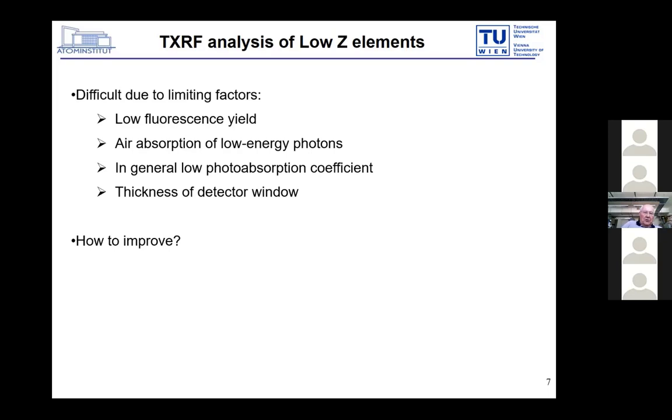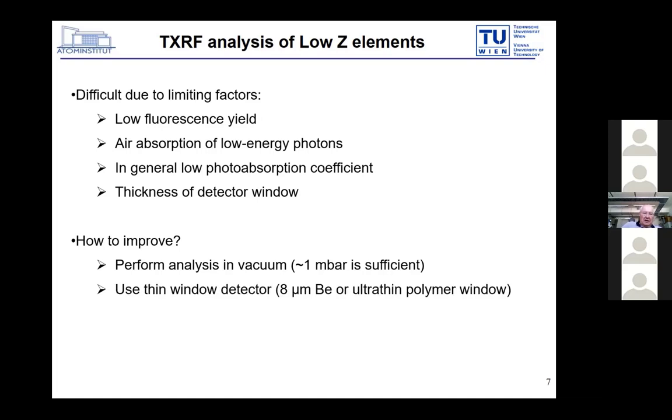How can we improve? We have to perform the analysis in vacuum, so you get the air absorption out of the system, and then we have to use thin windows, either the thinnest available on the market, this is 8 micron beryllium, or ultra thin polymer windows, which are mounted on the detectors. And we will also show some results of the use of such a detector.